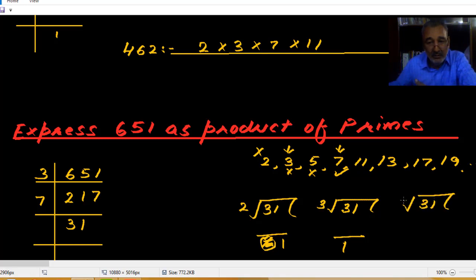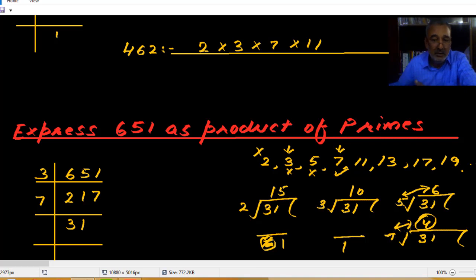Try by 5. 5 6 is 3 10 is 15. Here, these two numbers become same. When I try it by 7, quotient will be smaller. So, highest number you can check 7 4 is. Now this quotient becomes smaller than divisor. You can certainly say 31 is prime number.